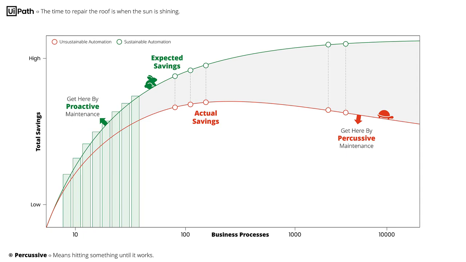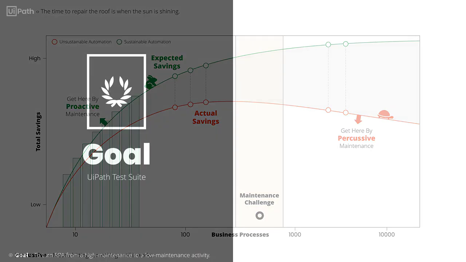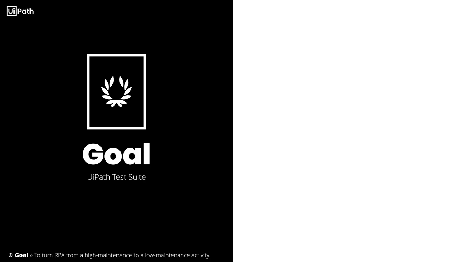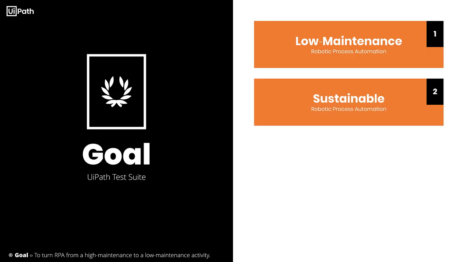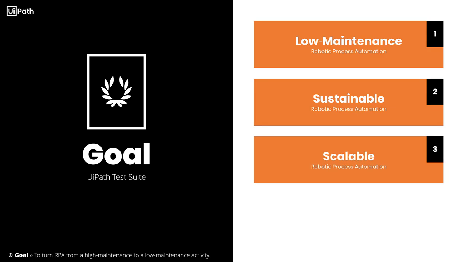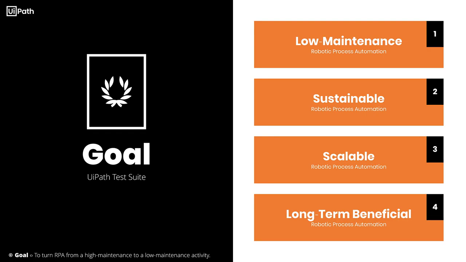In short, we need to pay attention to maintenance right from the beginning to avoid that the expected savings of RPA just start to erode due to the constantly growing effort of maintaining automation. Now that's already our very first learning. So one goal of the UiPath test suite is to help you to turn RPA from a rather high maintenance activity to a low maintenance activity. And creating low maintenance RPA means creating sustainable RPA. And this means creating scalable RPA. And this means creating long-term beneficial RPA. And this in turn then enables you to fully realize the benefits of RPA in order to accelerate your digital transformation initiatives.